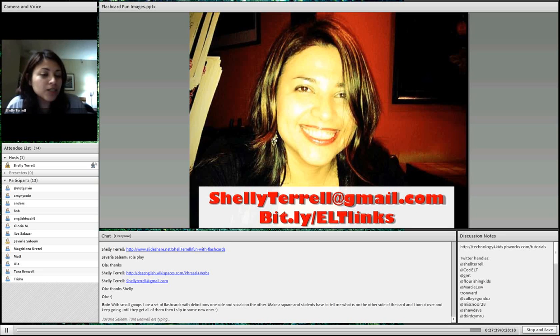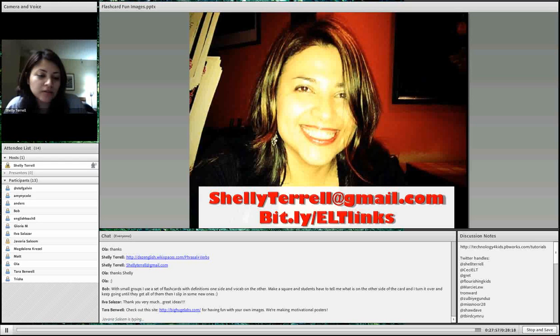Bob suggests, as some final thoughts, with small groups, to use flashcards with definitions on one side and vocabulary on the other. Make a square and have students tell you what is on the other side of the card. I turn it over and keep on going until all of them answer, and then I slip in new ones. Okay, yeah, that's a good one as well.